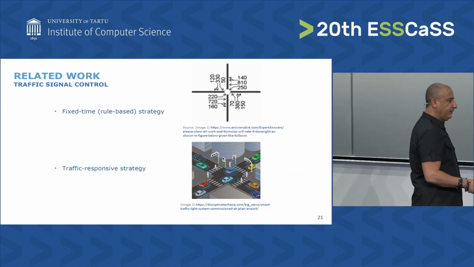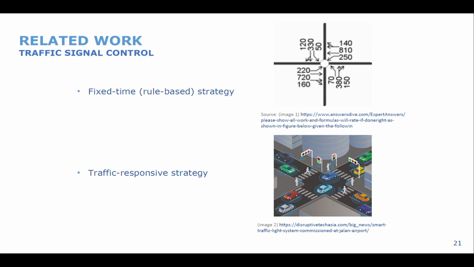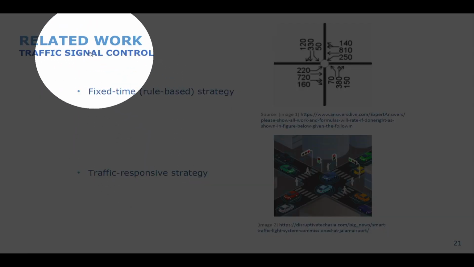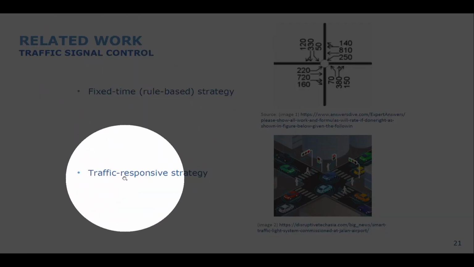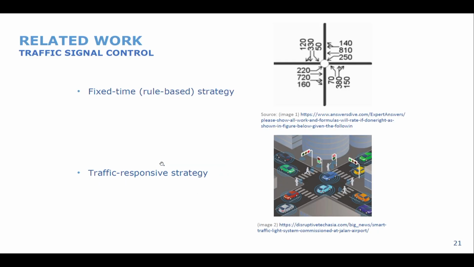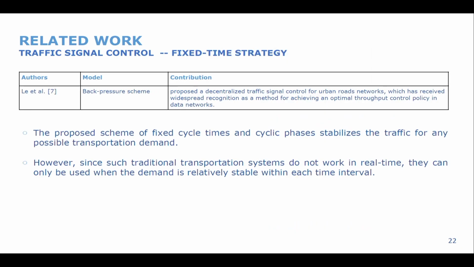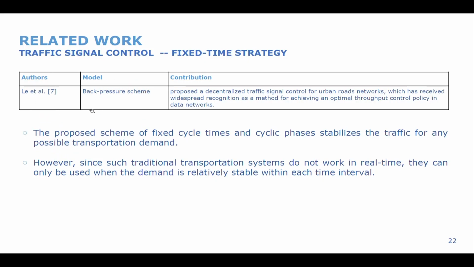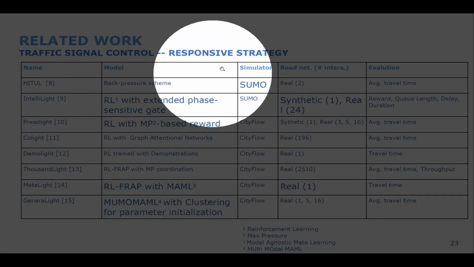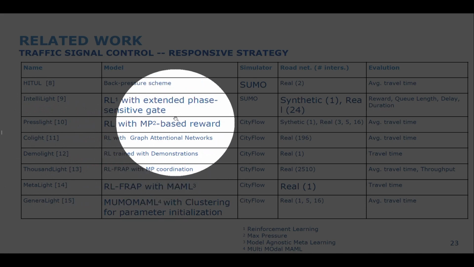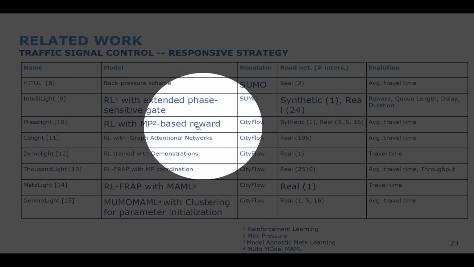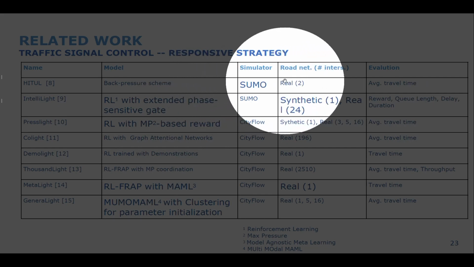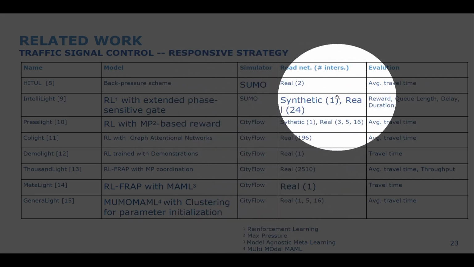So what are usually the strategies for traffic lights? There are two types of strategy: fixed time and traffic responsive strategy. For the traffic responsive strategy, we check the related work. And for the responsive strategy, you will find a wealthy number of related work. Many of them are using reinforcement learning.